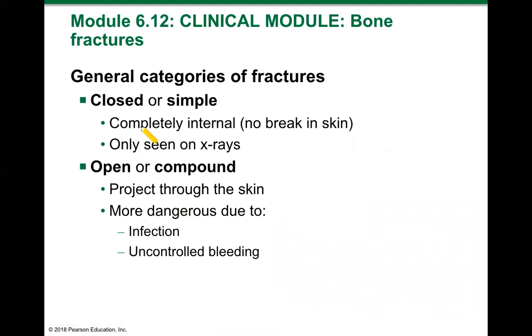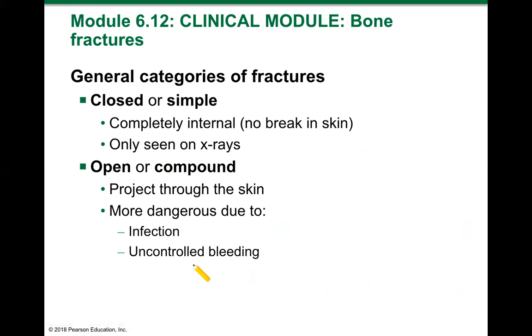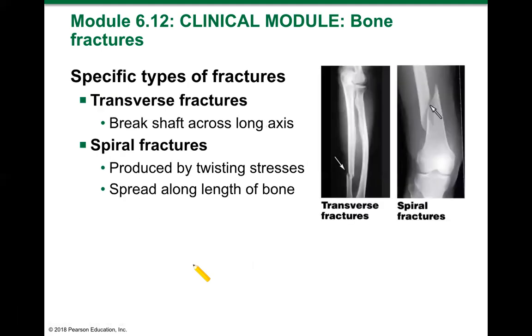Types of fractures: closed or simple, open or compound. You've probably heard these things before. Closed is completely internal. There's no break in the skin. A compound is broken through the skin, and it's more dangerous because now it's open to the outside, and so there's infection or bleeding that could occur.